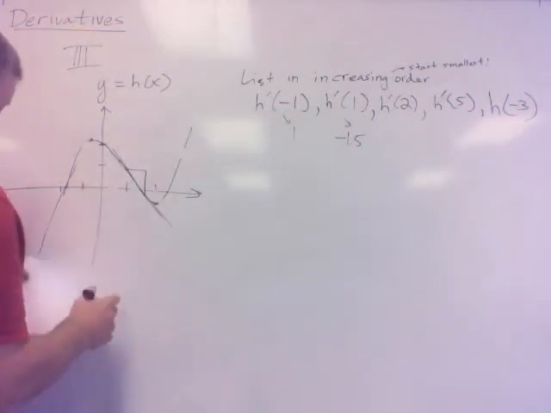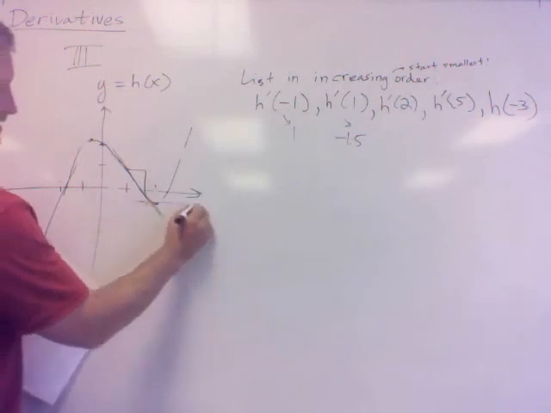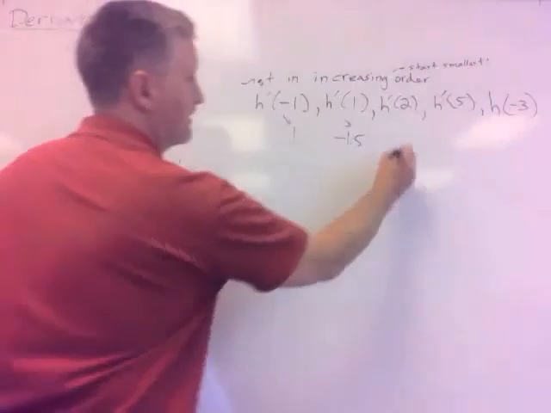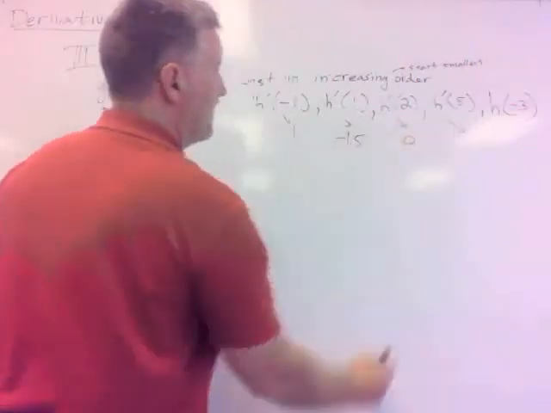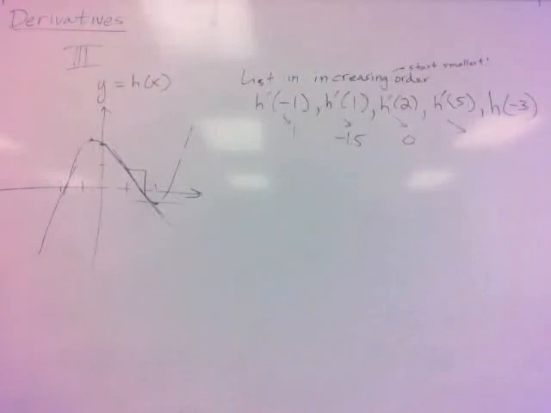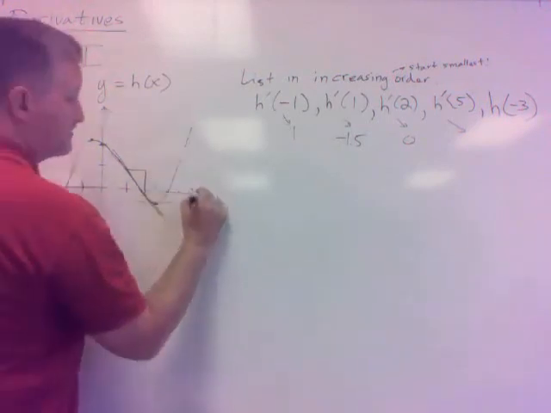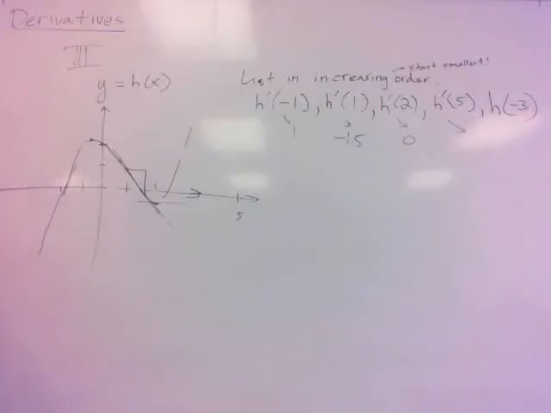H prime at 2, well, that one was easy because that's right here. You got a horizontal line, so that's slope 0. At 5, well, the 2 on the end, probably the interesting ones there. H prime at 5, that's kind of way off the chart, isn't it?